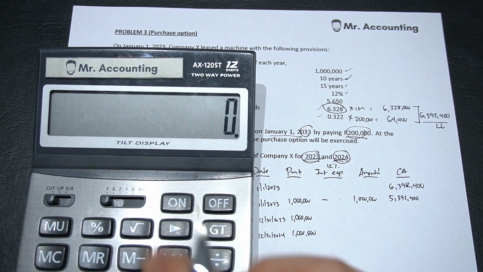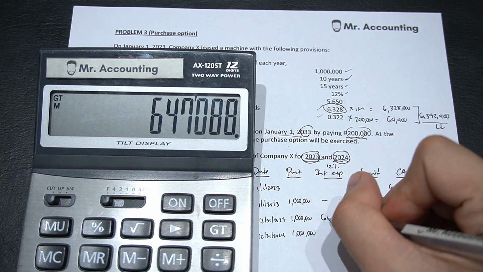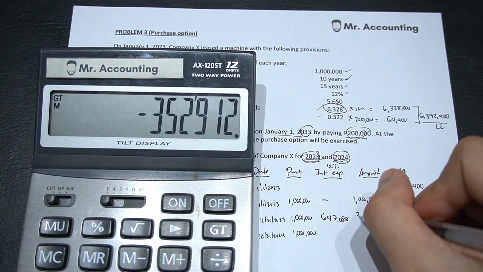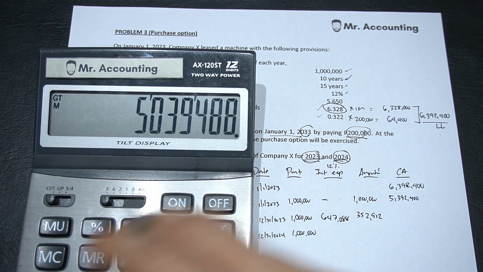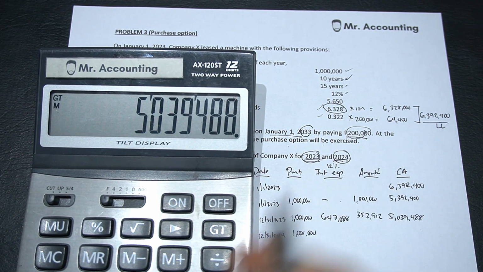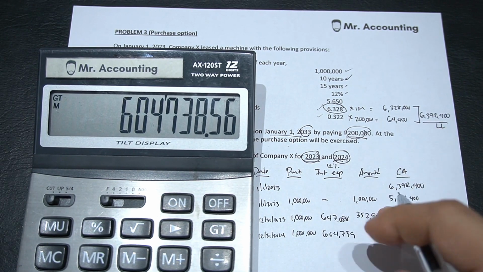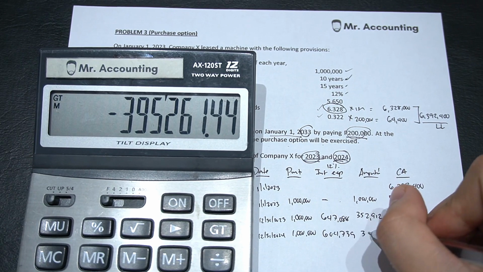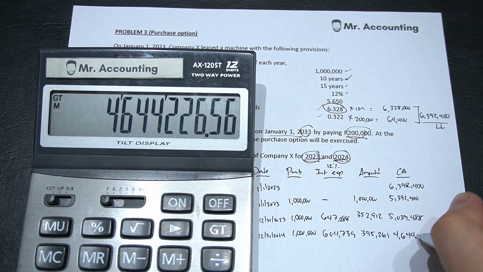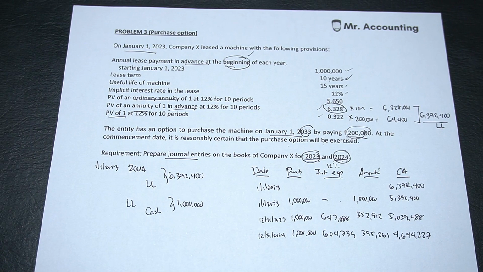So, 5,392,400 plus times 12%, 647,088, minus 1 million, 352,912, and plus 5,039,488, right? Times 12%, 604,739, minus 1 million, 395,261, and plus 4,644,227. Okay. Let's continue the journal entries.